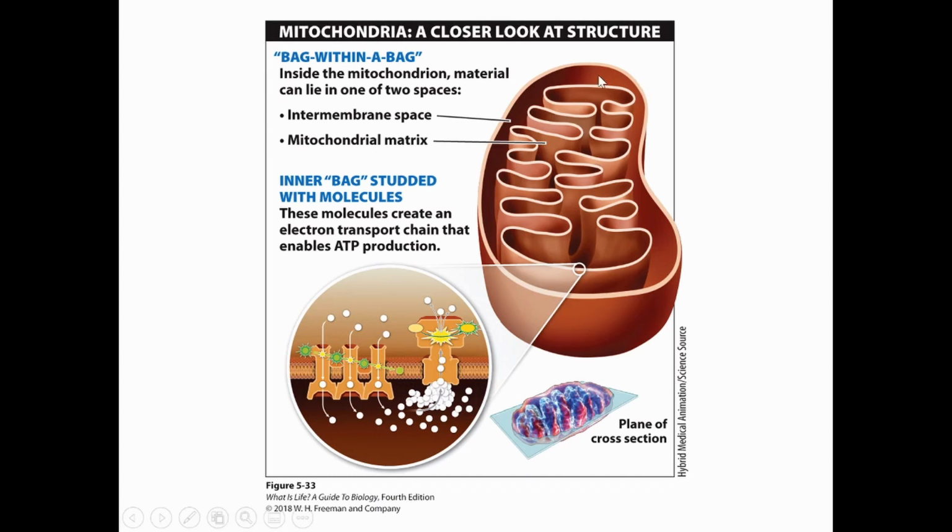So we have this bean-like shape, and we call this a bag within a bag because there's a membrane on the outside, and then there's also a second membrane on the inside. So the bean shape is the first membrane, and then we have this wavy kind of structure on the inside, and that's the second membrane. We call the space between the 2 membranes the intermembrane space, and the very inside of that second membrane, the mitochondrial matrix.